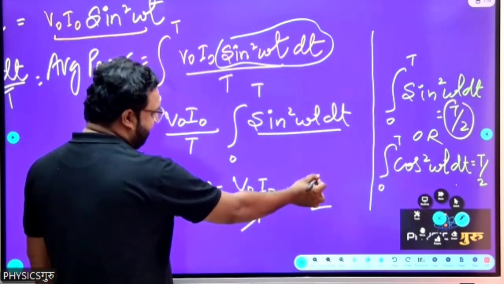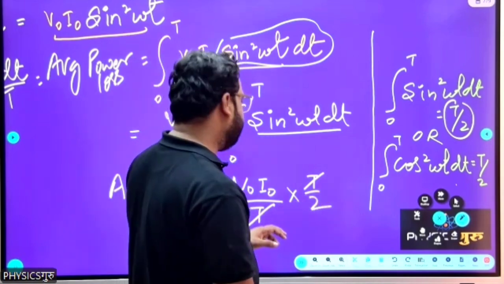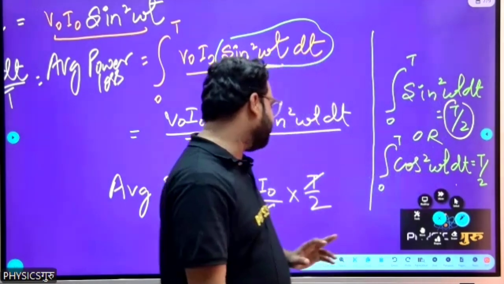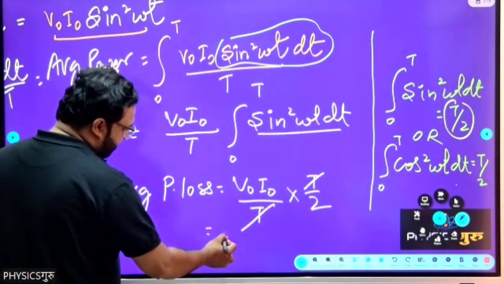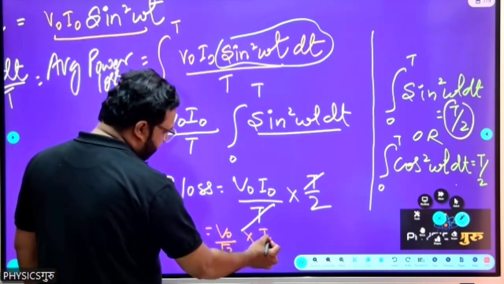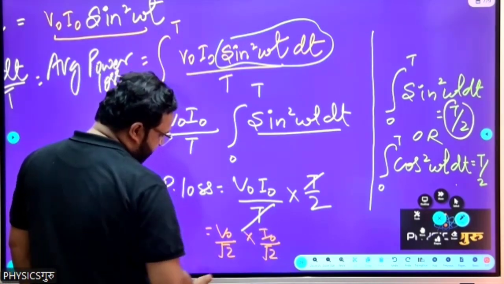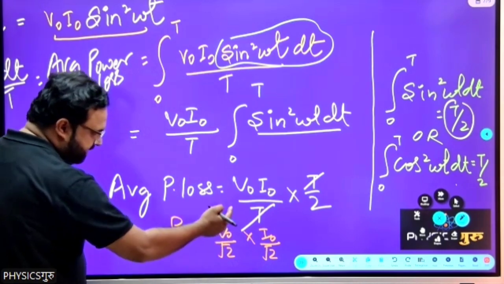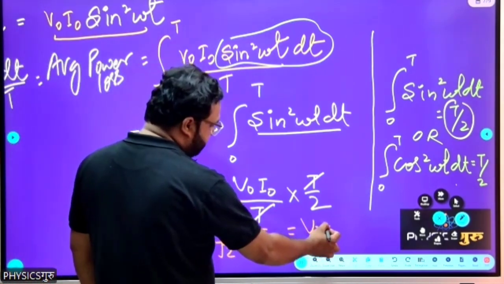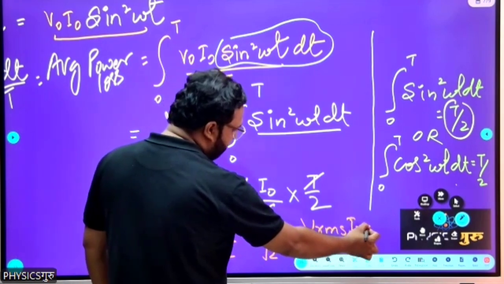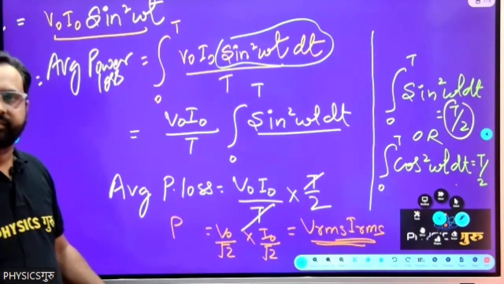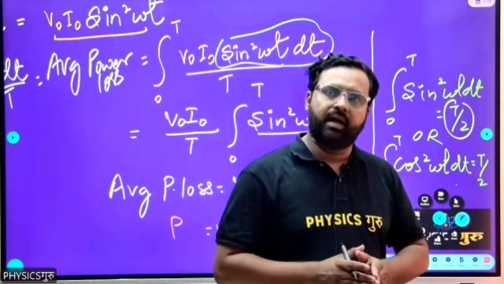Now this T gets cancelled out. You can write 2 as root 2 times root 2. Why are we writing 2 as root 2 root 2? Because V naught by root 2 is VRMS. Similarly, I naught by root 2 is IRMS. So we can write the answer in terms of VRMS into IRMS. So this is basically power loss in case of an R circuit, right?